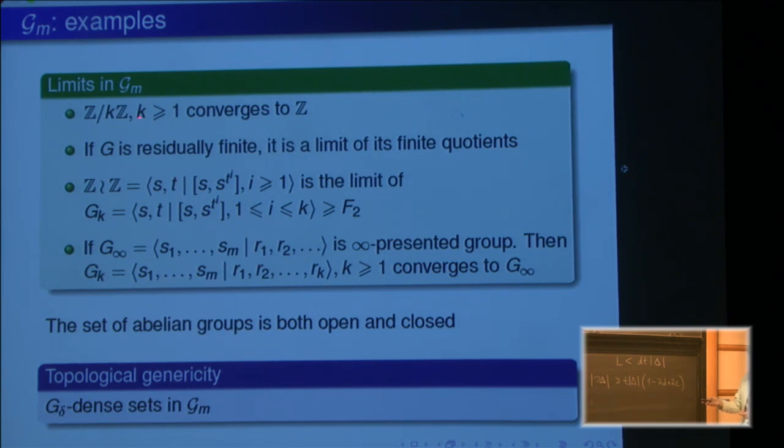And actually it is almost the same to see that if the group G is residually finite, then it is a limit of its finite quotients. So you learned residually finite today, right?